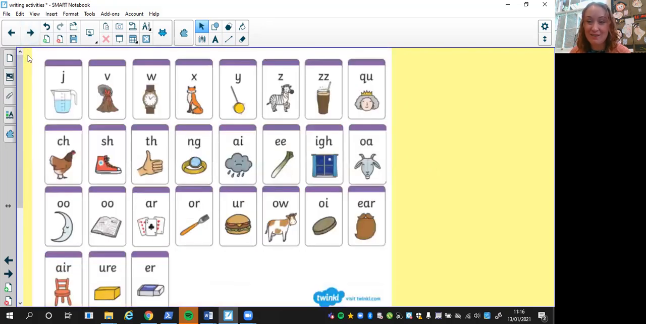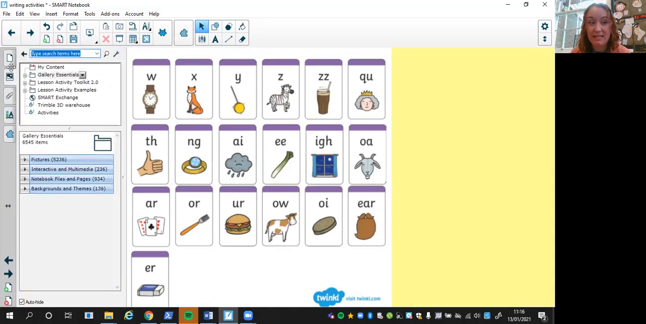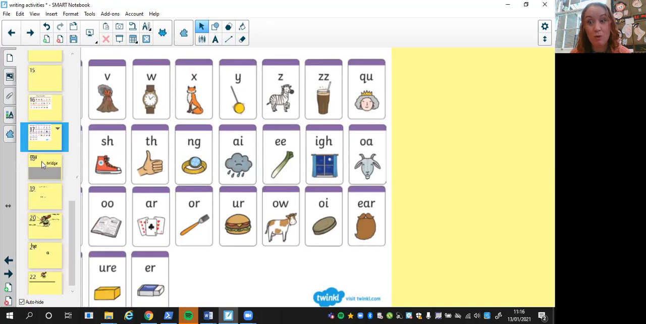What about these sounds? Can you pause the video and have a go through these sounds, remembering to stop here? Lovely. Did you find th for thumb? Did you find qu for queen? Perfect. Well done. Today's writing is a little bit tricky in that it contains a tricky word or two.